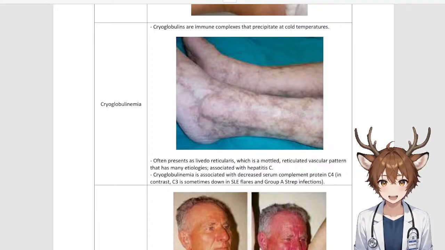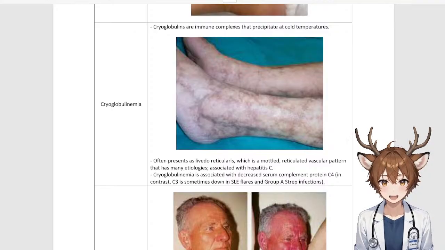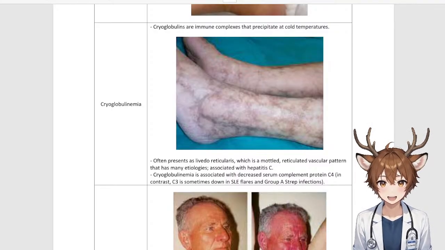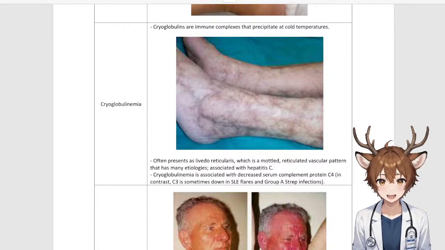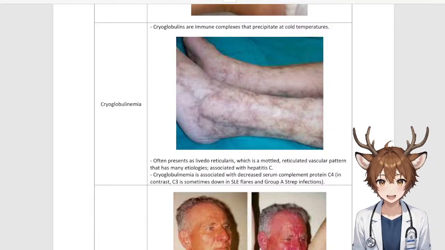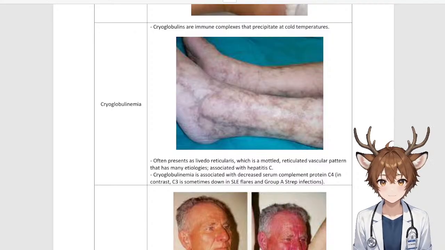Cryoglobulinemia often presents as livedo reticularis, which is a mottled reticulated vascular pattern that has many etiologies, associated with hepatitis C. Cryoglobulinemia is associated with decreased serum complement protein C4, in contrast to C3, which is sometimes down in SLE lupus flares and group A strep infections. Yeah, that looks kind of crazy.